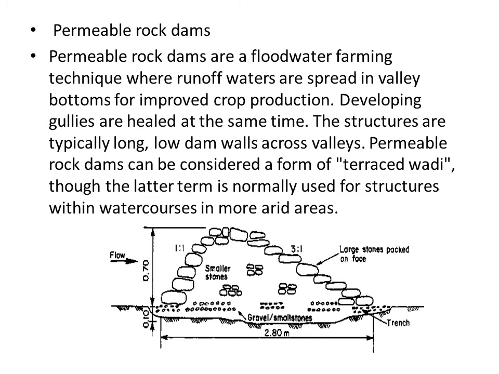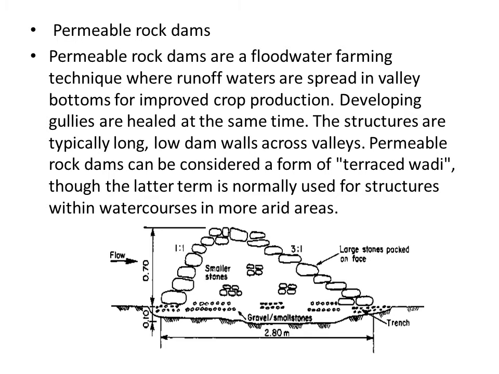The structures are typically long, low dam walls across a valley. So the structures are typically long, but at a low level, maybe with a height of about 2 feet. The permeable rock dams can be considered a form of terracing, though the latter term is normally used for structures within watercourses in more arid areas.